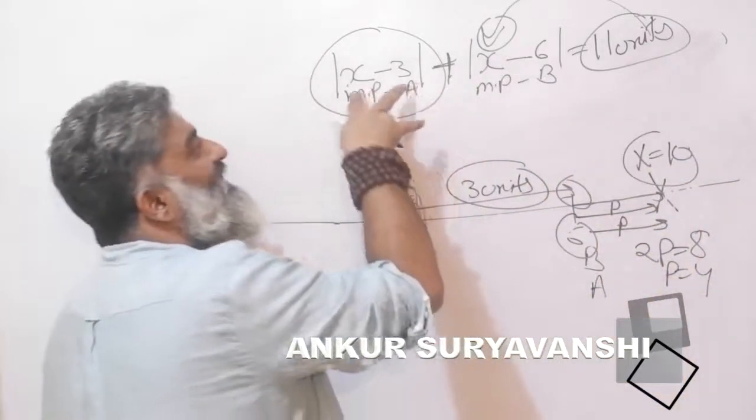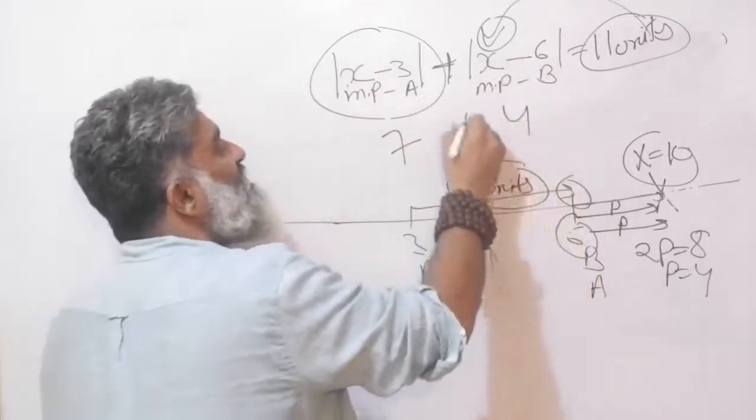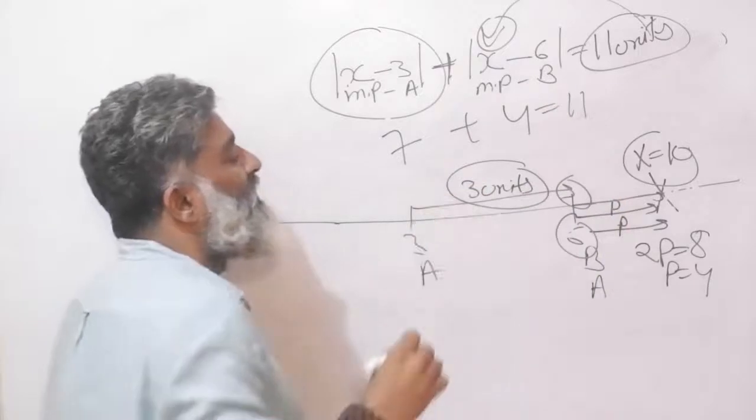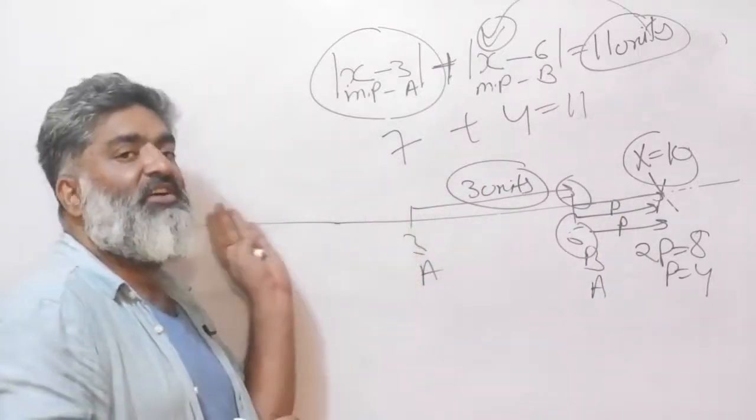Check it for yourself. 10 minus 3 is going to give you 7. 10 minus 6 is going to give you 4. 7 plus 4 is going to be 11. But are we done with the story? No, I have to think of the other direction also.